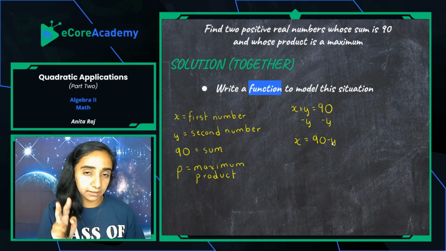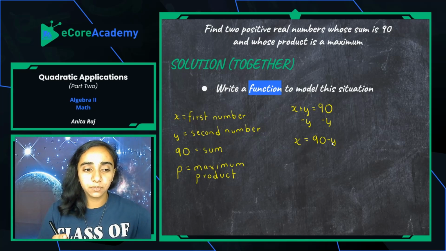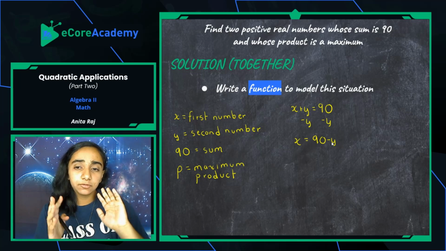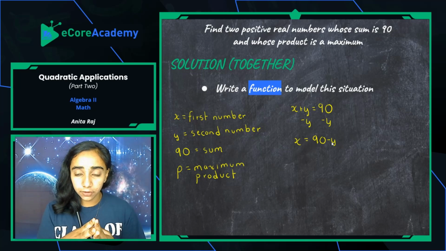Now let's make our second equation. From the information we've been given at the top of the screen, we can make a second equation. And what is this? Well, we know that these two positive real numbers, x and y, when multiplied together, have a product.